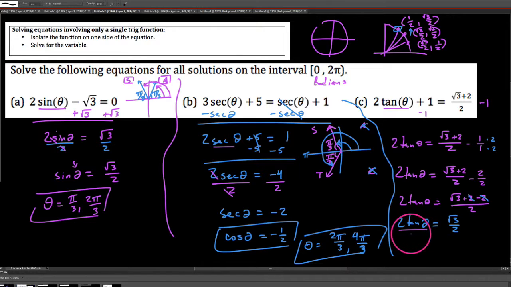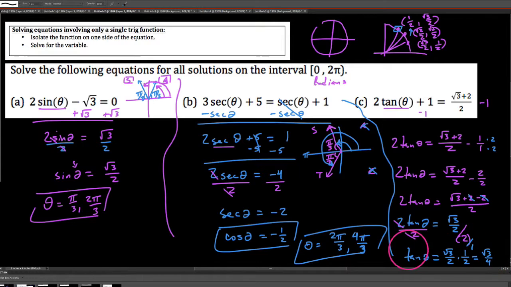And if we divide both sides by 2 here, we would get this, we'd say tangent of theta would be, let's see, root 3 over 2 times the reciprocal of 2 over 1, which is 1 over 2, and we should get root 3 over 4.